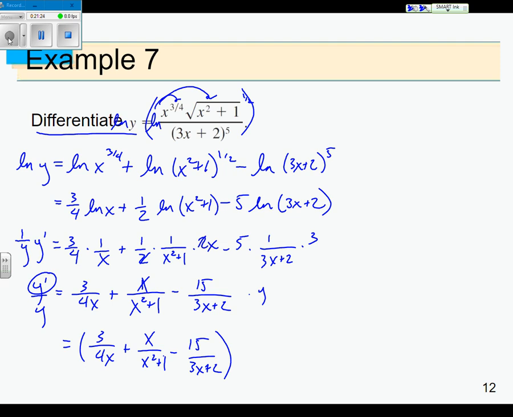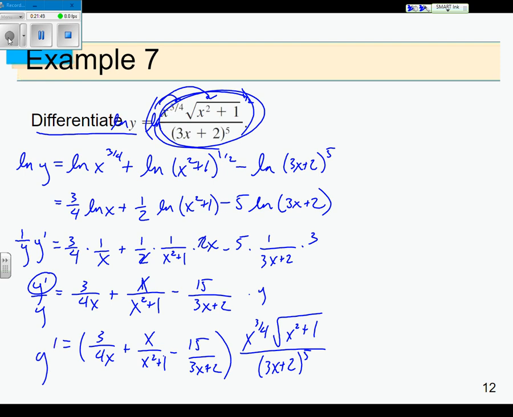And then instead of y, I'm going to put down what y is equal to. Remember what y is equal to way up here? It's x to the 3/4, square root of x squared plus 1, all over 3x plus 2, that raised to the 5th. And that would be my derivative. Yeah, I know it's still pretty long, but it's way shorter than all those product, quotient, and chain rules I was going to have to use back up in the beginning. I don't think I would be able to fit it on the whiteboard, so it would have been much harder.